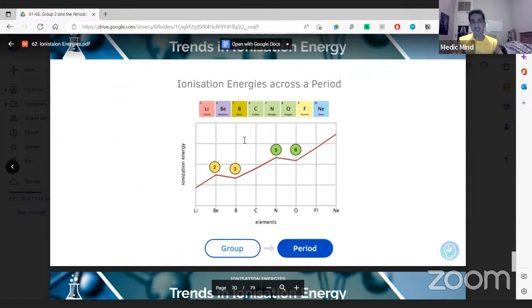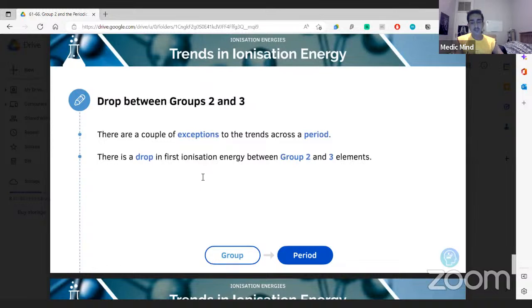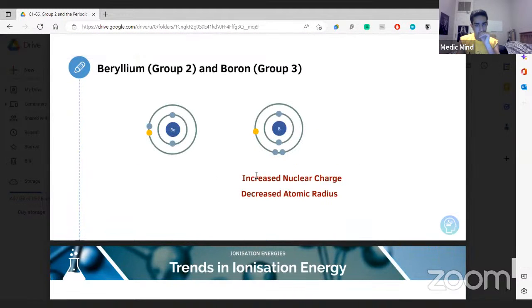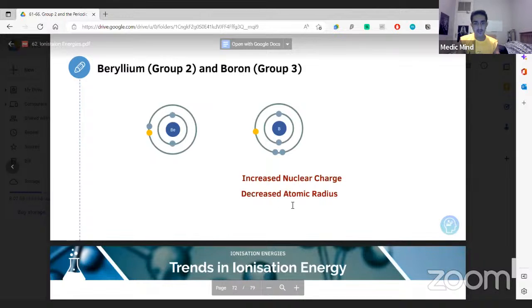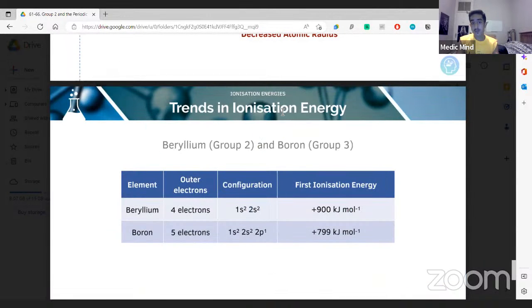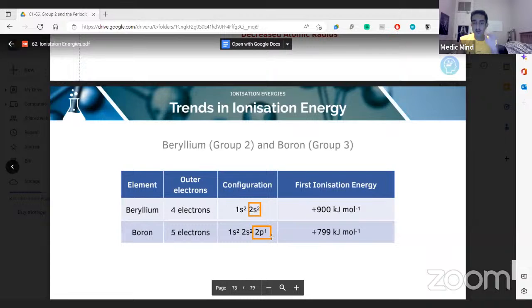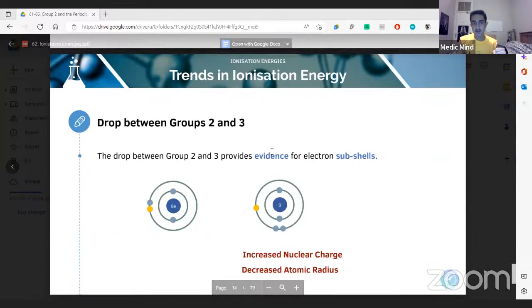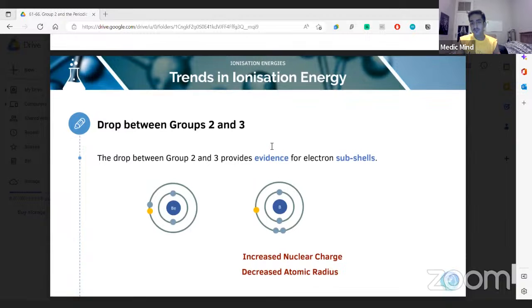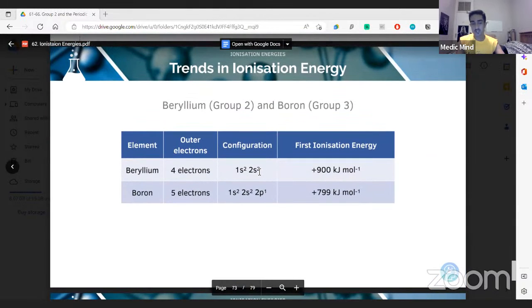And you can see there are a couple of dips, and we'll discuss these a little bit. So the first drop in the ionization energy is between groups 2 and 3. And this one is quite simple to understand, because between group 2 and 3 you're going from a full, stable S subshell into an unopposed electron in a P subshell. That unopposed electron in a P subshell is not being held in place by anything, which means that the first ionization energy is going to drop.